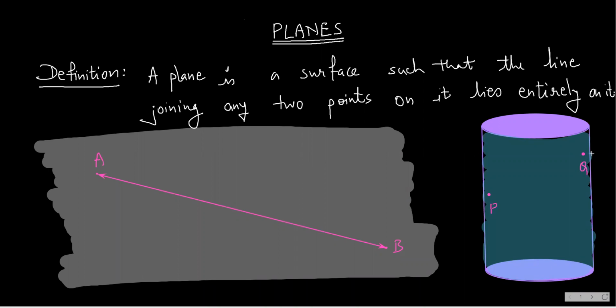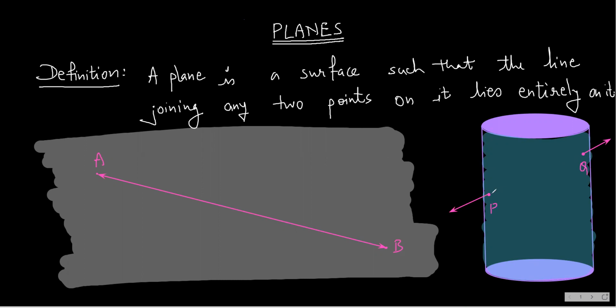I will only be able to see this side and this side of the, see, what did I do? I took 2 points on the curved surface, P and Q. Then I joined those 2 points with the help of a straight line.